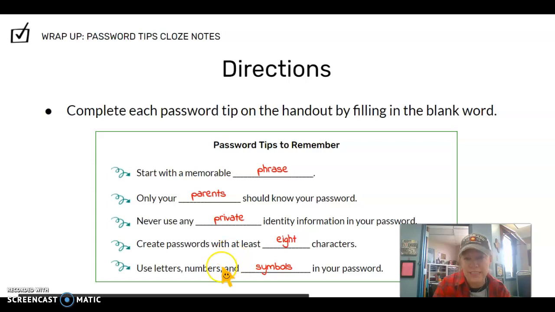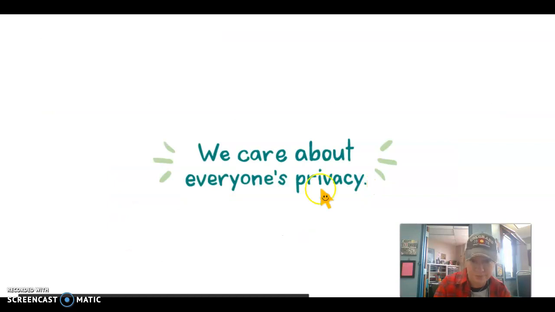Create passwords with at least 8 characters. So you need to have at least 8 letters or numbers or symbols in your password. And the last thing, use letters, numbers, and symbols in your password to make a nice strong password.